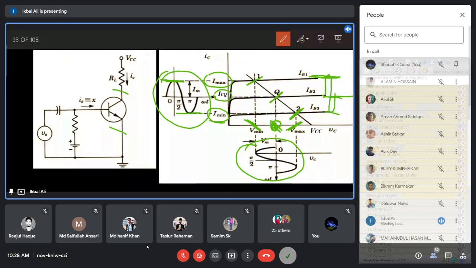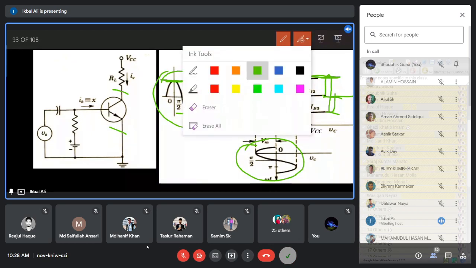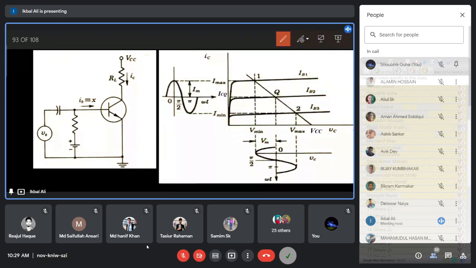Now it will swing in AC between V minimum and V maximum. This is the voltage swing of the collector-emitter voltage, the voltage drop between the collector and emitter, which actually varies between V minimum and V maximum. These are the ACs you are getting at the output of the transistor.